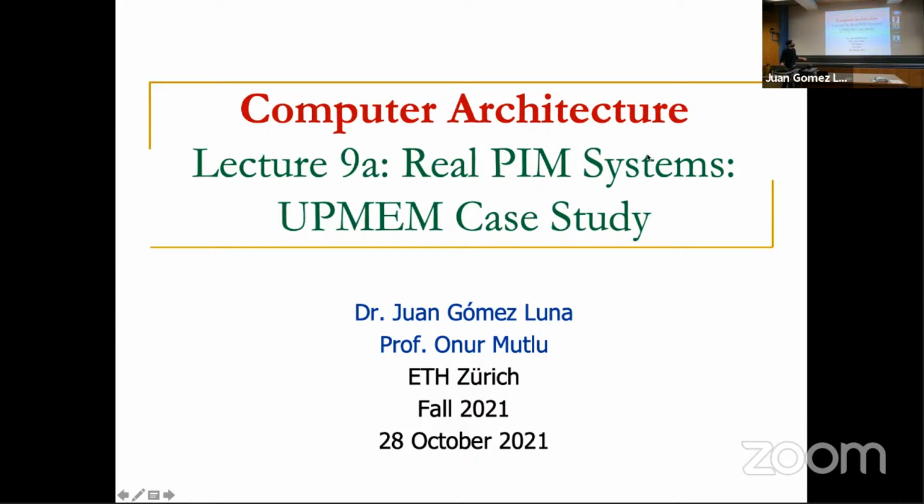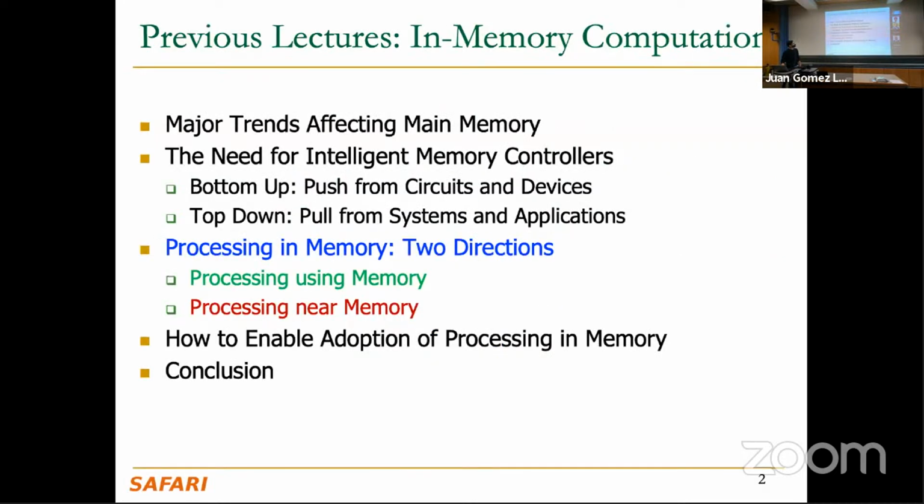So before we go into the UPMEM case study itself, we are going to very, very briefly recap on what we have seen in the previous 3 lectures. First of all, Professor Mutlu talked about major trends affecting main memory and about the need for intelligent memory controllers. And then we introduced the 2 main directions in processing in memory. The first one is what we call processing using memory. The second one is processing near memory.